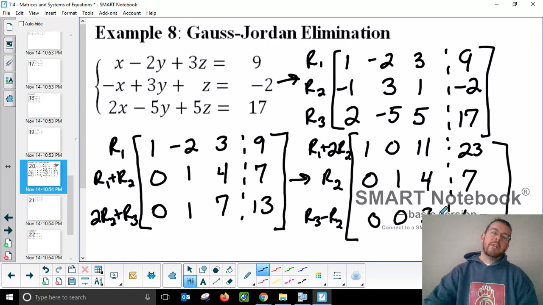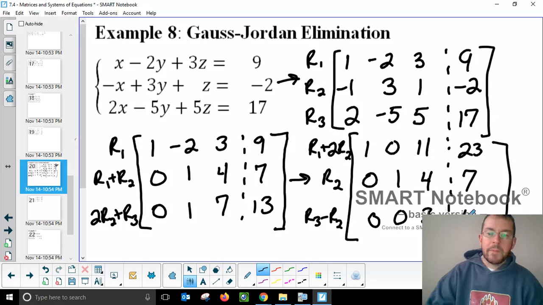Now eventually I'm going to want this to be a 1, and since these are both multiples of 3, I can just take this whole thing and multiply it by 1/3. That way, this will become a 1, and this will become a 2.